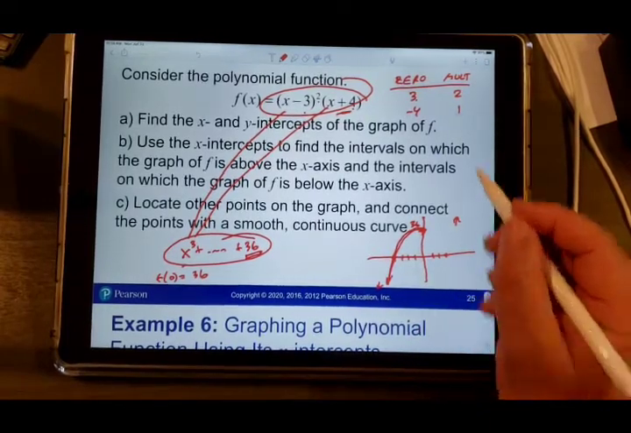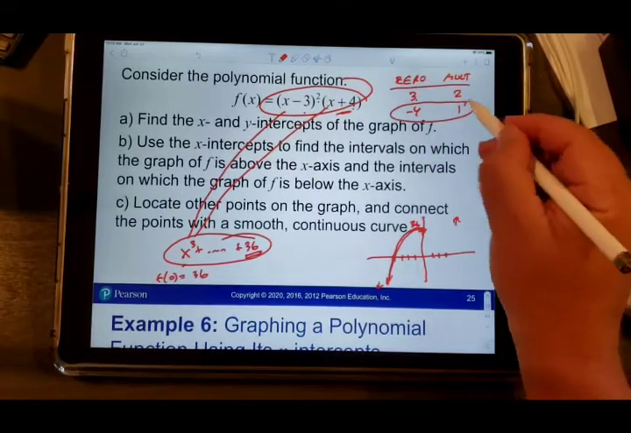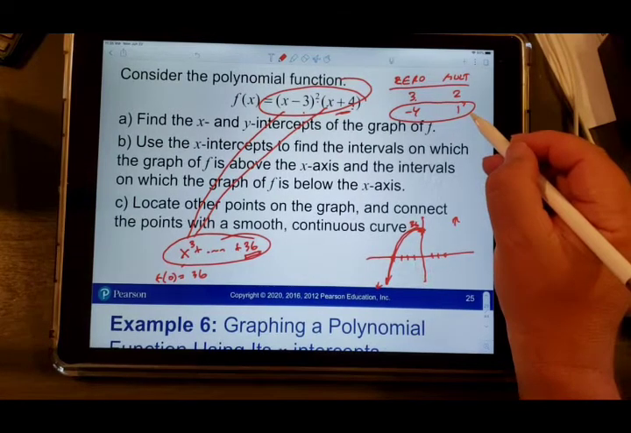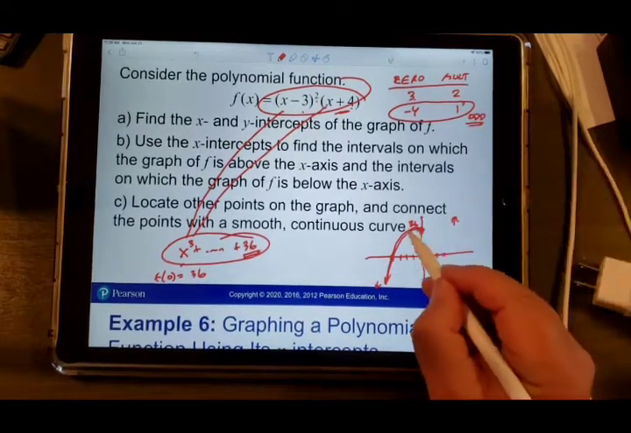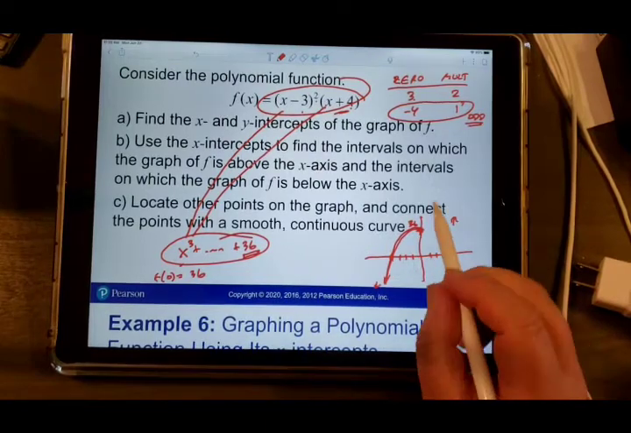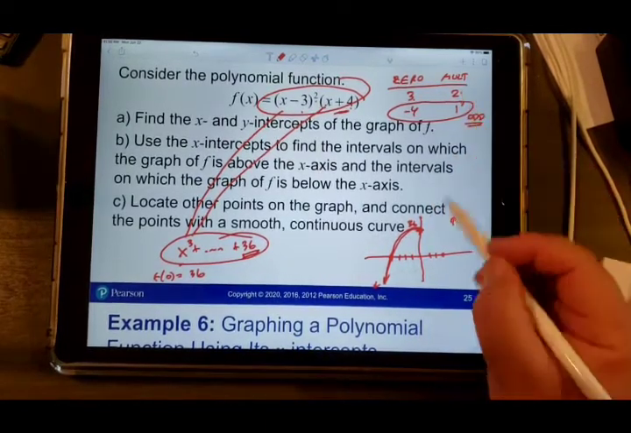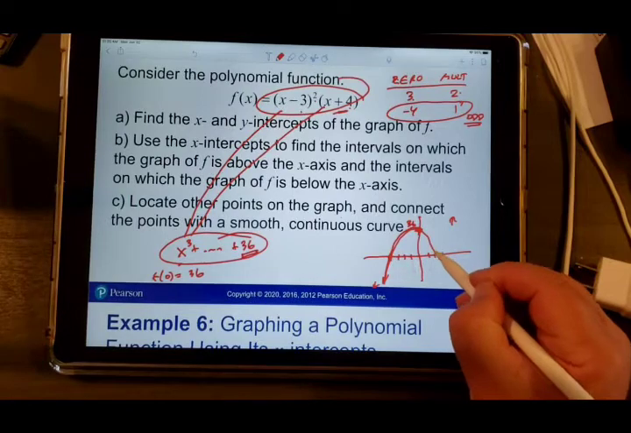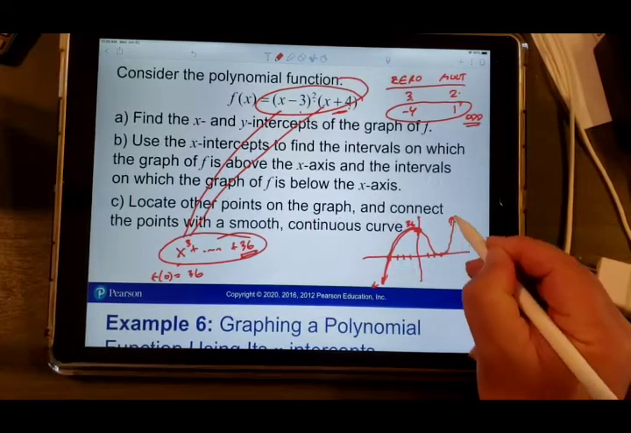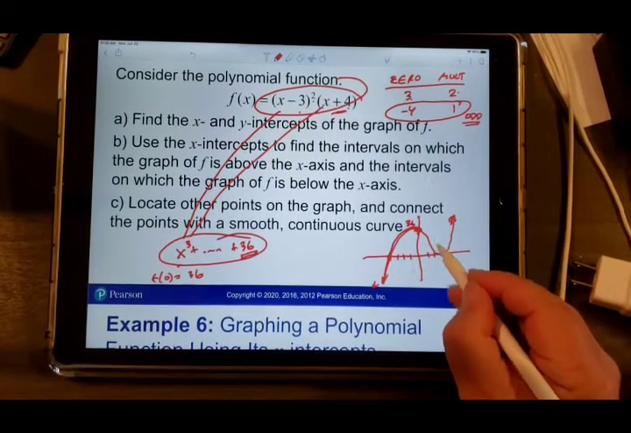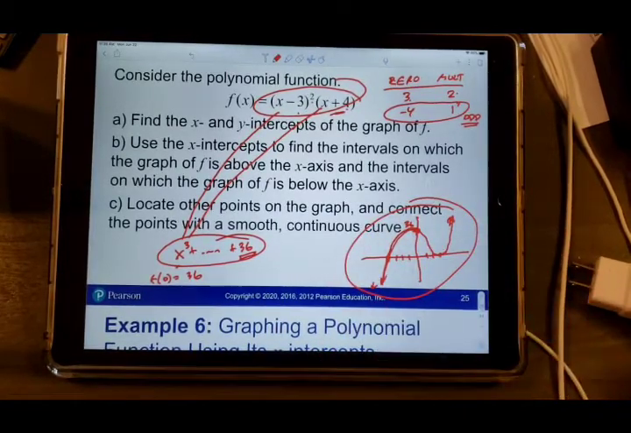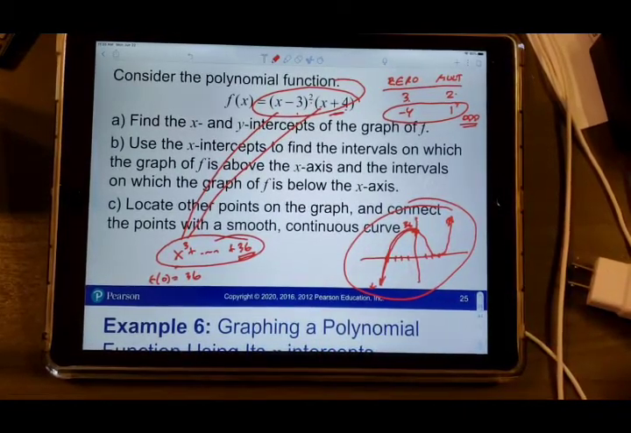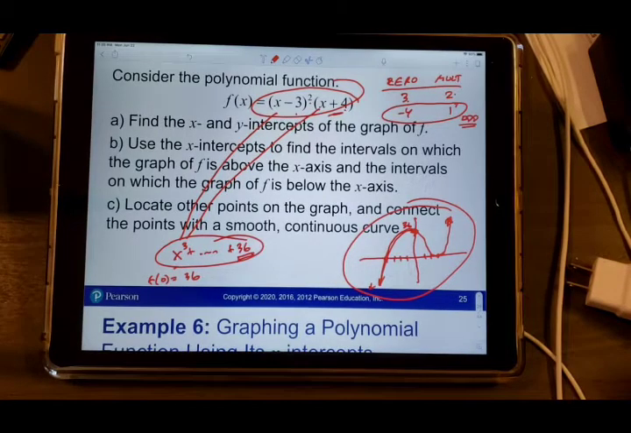I'm using the word cross because that's what graphs do when you have a multiplicity that's odd. The graph will cross at that point. What do graphs do when the multiplicity is even? They touch, but they don't change quadrants. So it touches the x-axis, but it doesn't change quadrants. So honestly, that's as good of a graph as we're going to get in this class.